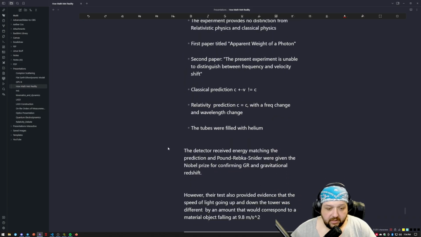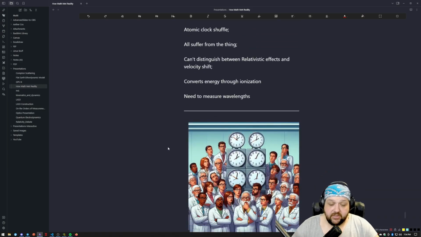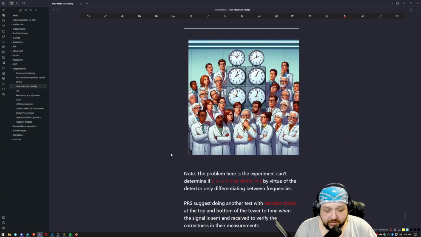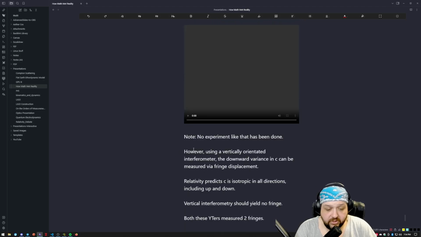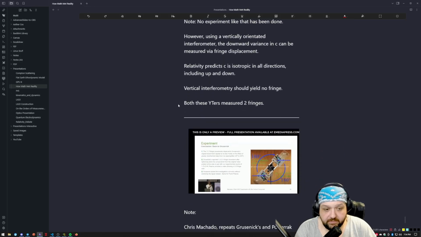So that's where we get into interferometry, right? Vertical interferometry, where we can show a phase difference vertically, which means that the light going down versus the light going up is out of phase proportional to the 9.8 meters per second squared. So the answer is the light is changing speed when it's traveling down and when it's traveling up. So it has an anisotropic effect. So it changes with direction, right?